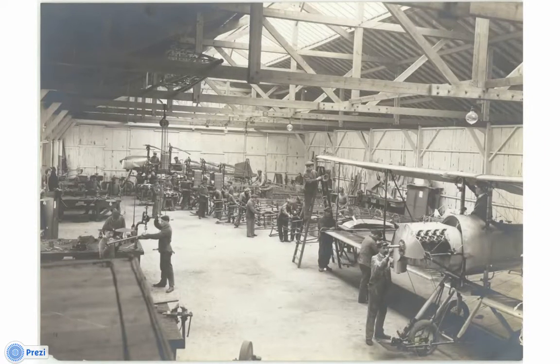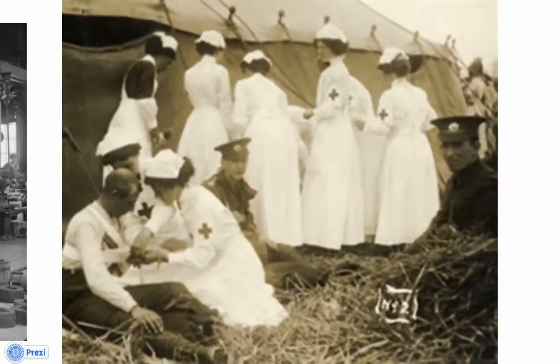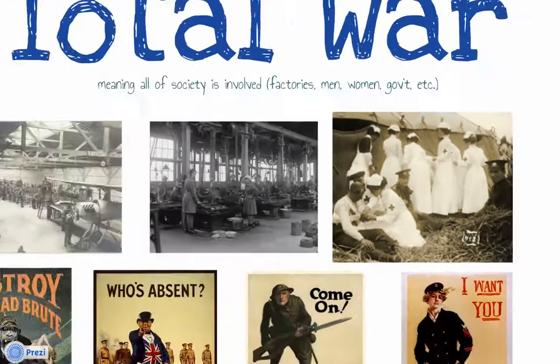As you can see in this image, this is a factory producing airplanes. These young women, they look like they're working on shell casings or some type of industrial item that can be used in the war effort. You have nurses working in the battlefield, Red Cross.